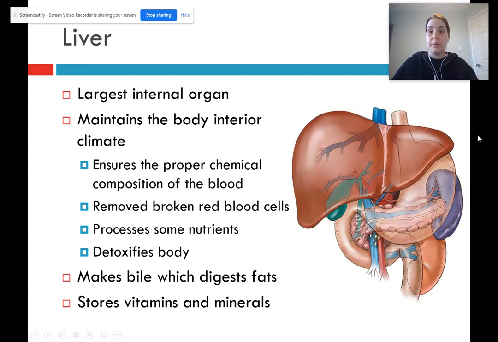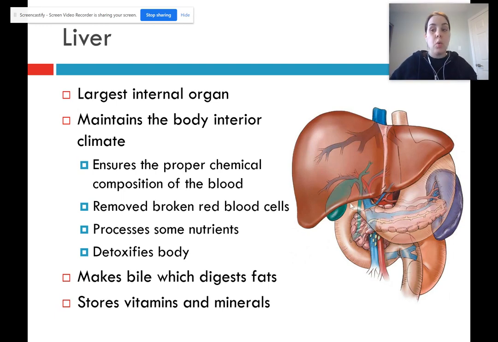The next organ we're going to talk about is your liver. Now your liver is sort of right across under your ribs as well. So your ribs would usually be right up here, which is where your lungs and your heart are, okay? So your liver kind of goes across and your stomach is sort of hidden in behind, okay? So this is actually your largest internal organ.